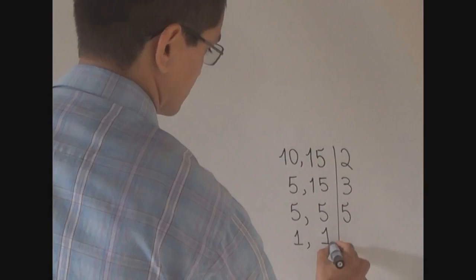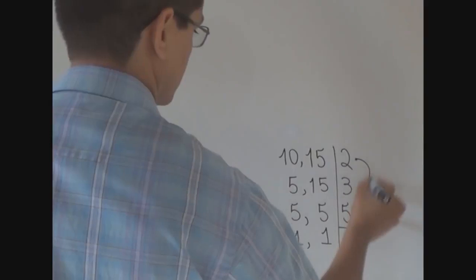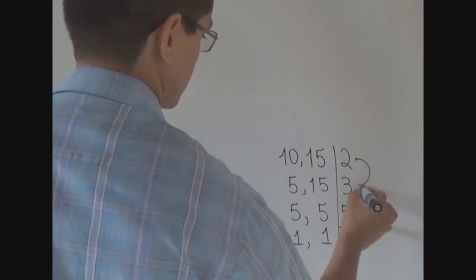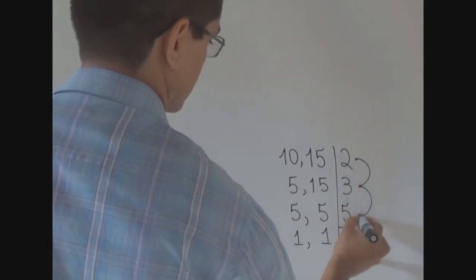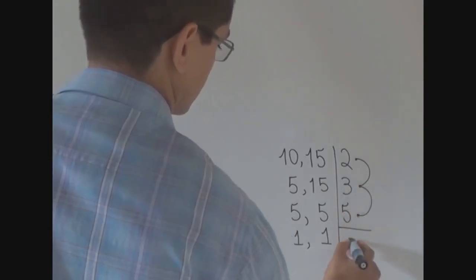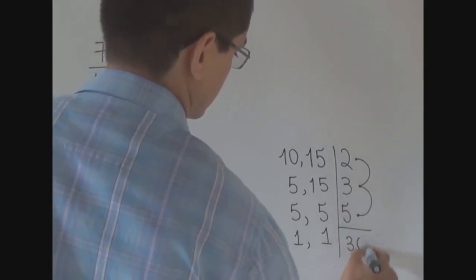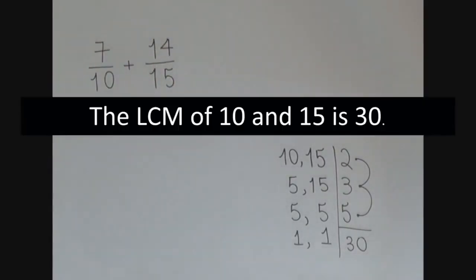Now we just multiply the numbers we have on the right column. Let's do this. 2 times 3 equals 6. Keep 6 in mind. 6 times 5 equals to 30. So our LCM is 30. The least common multiple of 10 and 15 is 30.